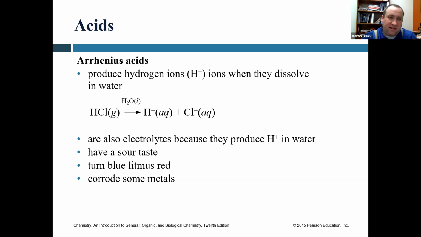When we define acids, there are a number of different definitions that we can use. Probably the most common definition is the Arrhenius definition. The Arrhenius definition identifies acids based upon the presence of hydrogen. So when we describe an acid as being a molecule that has a hydrogen in the front of the formula, that's the Arrhenius definition.